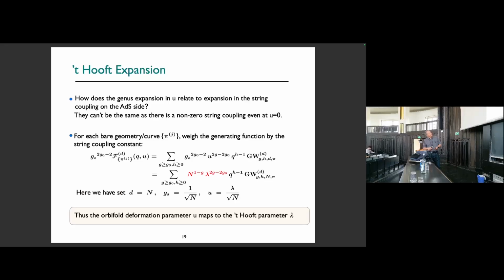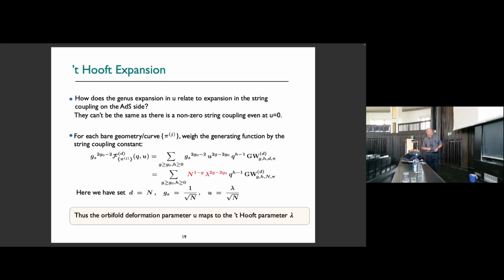Now we can make a little variable transformation, and then the U turns actually into a 't Hooft coupling. So in this large N limit, we have g_s, the string coupling, fixed by 1 over square root of N, and we have an extra expansion in U in this way. And what this means is we have geometrized here the 't Hooft expansion in terms of Gromov-Witten invariants.